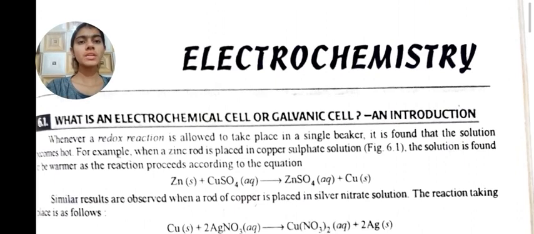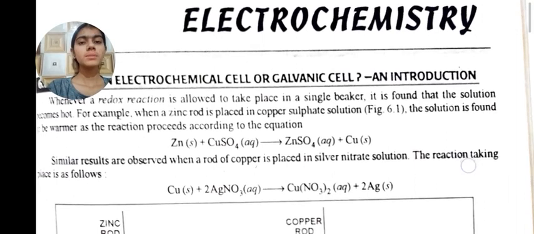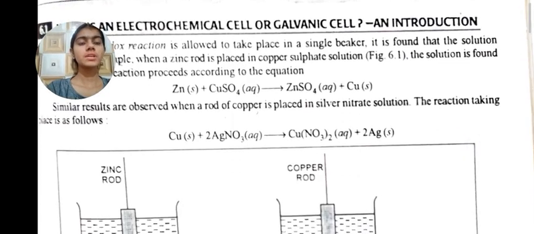Whenever a redox reaction is allowed to take place in a single beaker, it is found that the solution becomes hot. For example, when a zinc rod is placed in copper sulfate solution, the solution is found to be warmer as the reaction proceeds according to the equation. Zinc plus CuSO4 goes to ZnSO4 plus Cu. Similar results are observed when a rod of copper is placed in silver nitrate solution. The reaction taking place is as follows. It is also known as the displacement reaction.